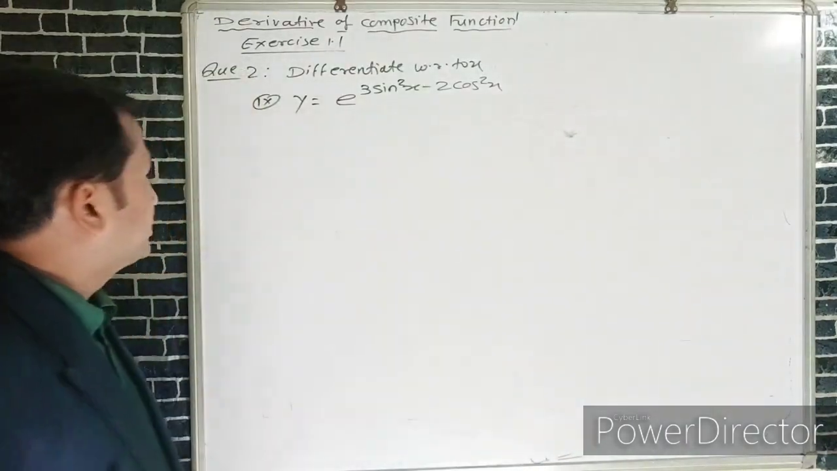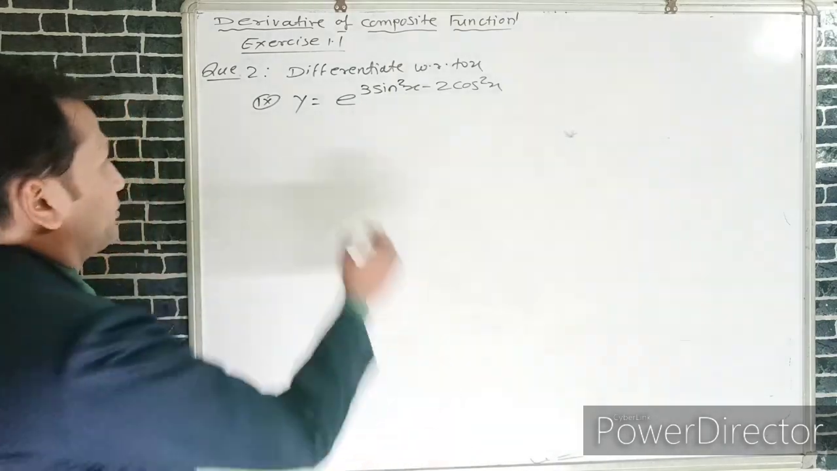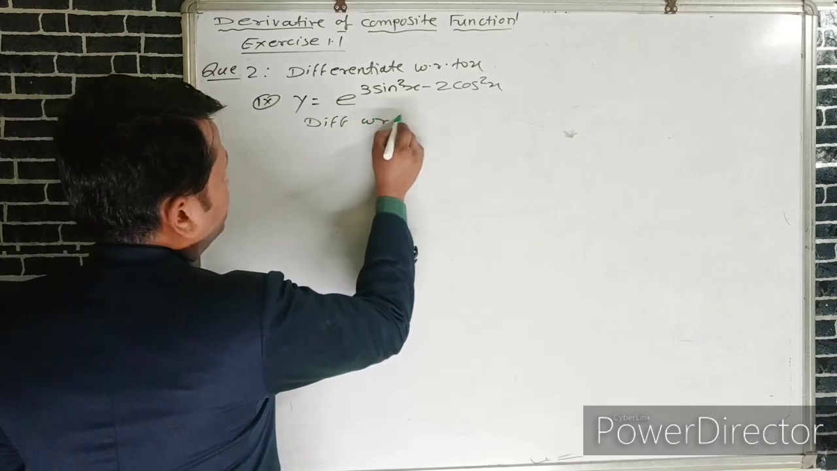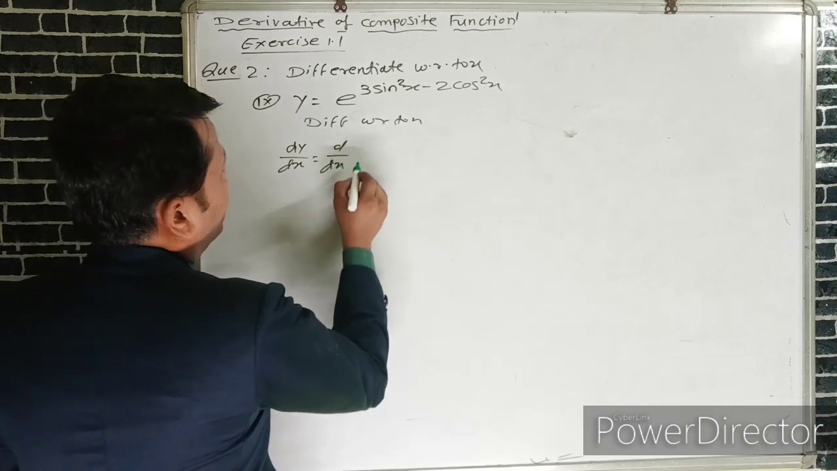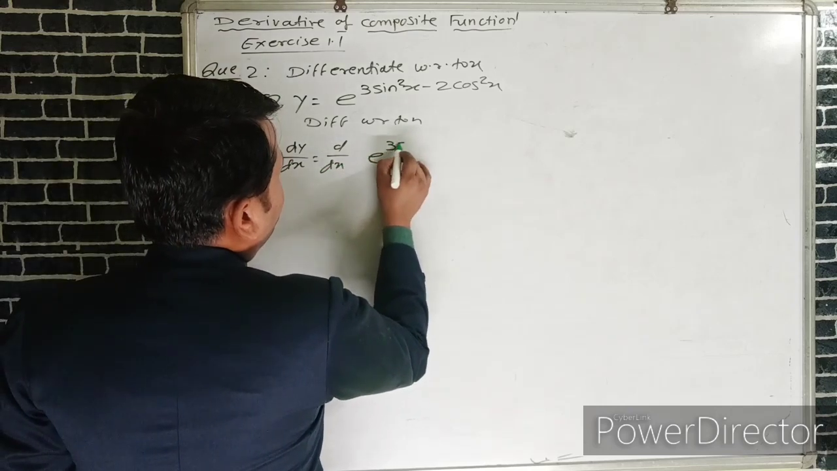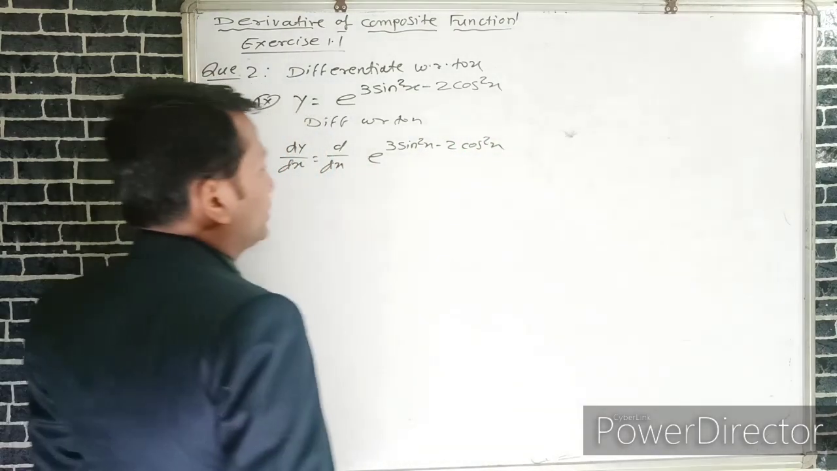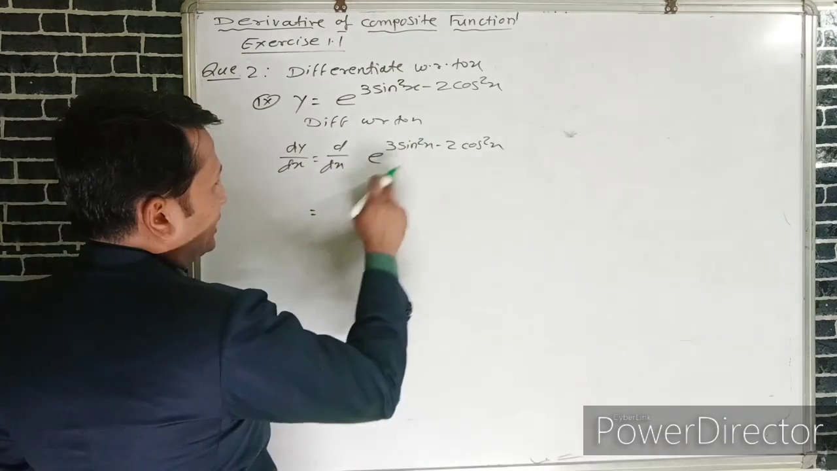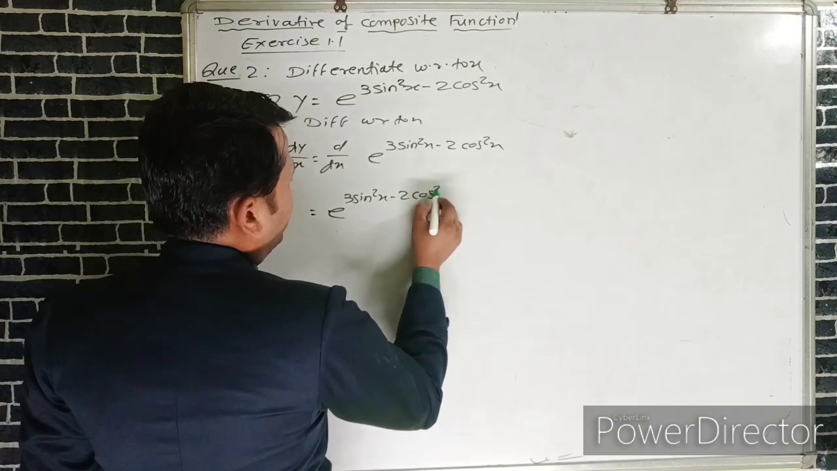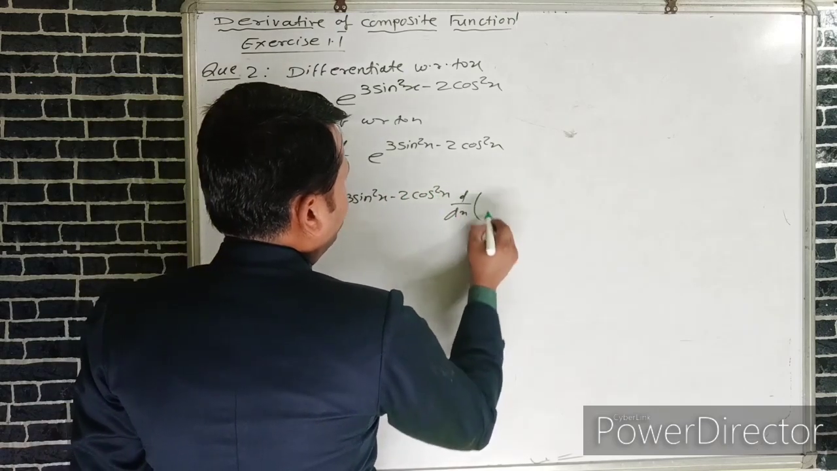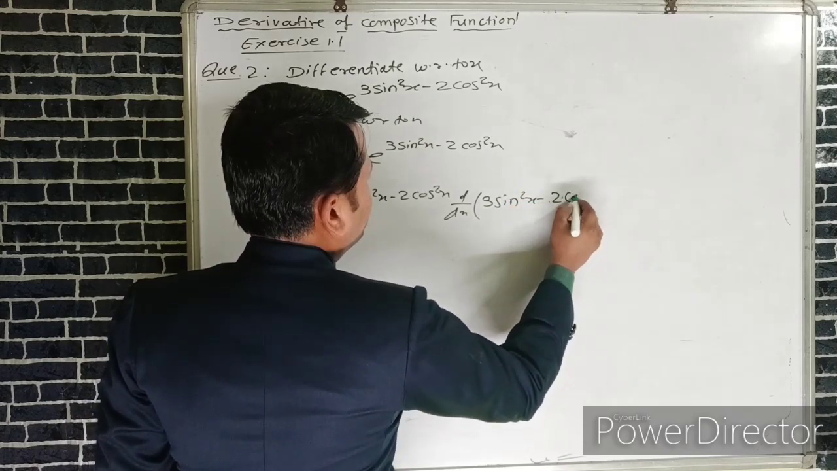After that, the next question is y is equal to e raised to the power 3 sin square x minus 2 cos square x. If we differentiate this function with respect to x, then the derivative of y is dy by dx into again a derivative of e raised to the power 3 sin square x minus 2 cos square x. We know that the derivative of e to the power x is e to the power x, hence we can write e to the power 3 sin square x minus 2 cos square x into again a derivative of 3 sin square x minus 2 cos square x.